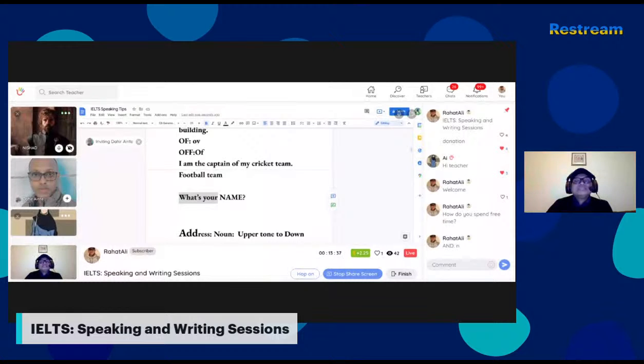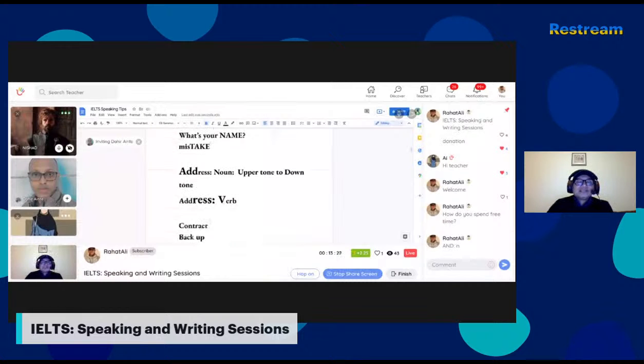One of them is mistake. If you see mistake when you're using it as a noun, if you remember, noun and verb, I've explained it last time together, like address. If you stress on address, then it becomes a noun, upper tone to down tone.